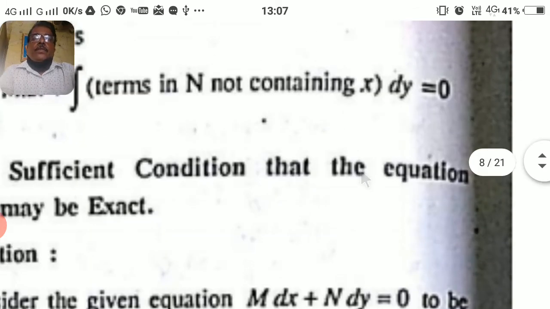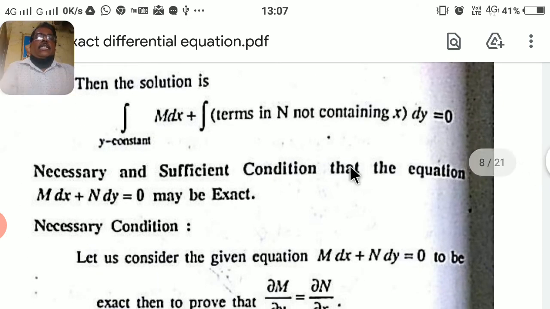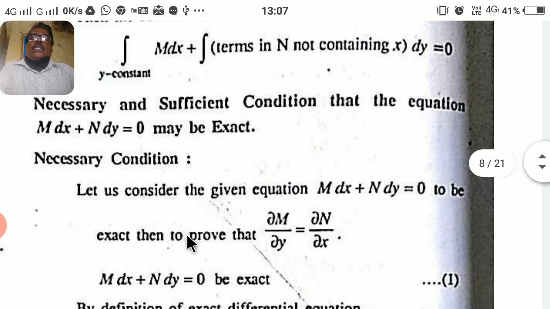So now here, the necessary and sufficient condition that the equation M dx plus N dy equal to 0 may be exact. For the necessary condition, let us consider the given equation M dx plus N dy equal to 0 to be exact. Then what we have to show is dou M by dou y is equal to dou N by dou x. This is the condition for the exactness of the given differential equation.